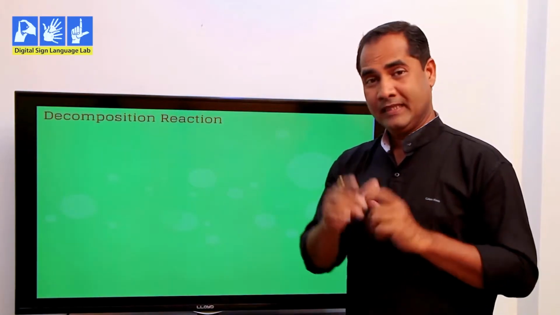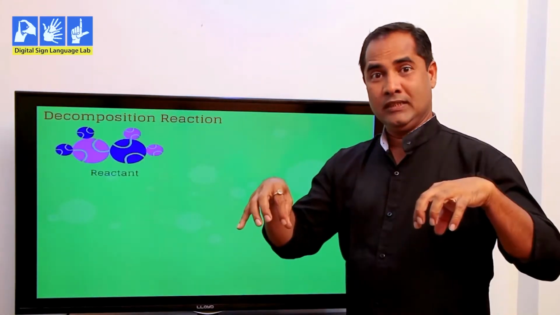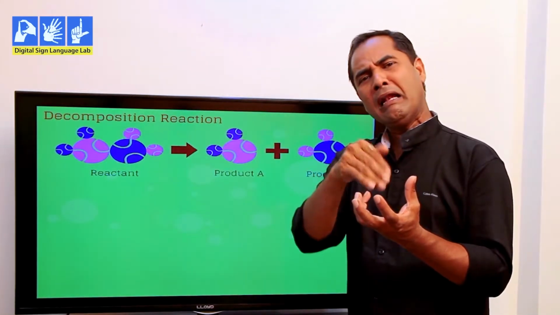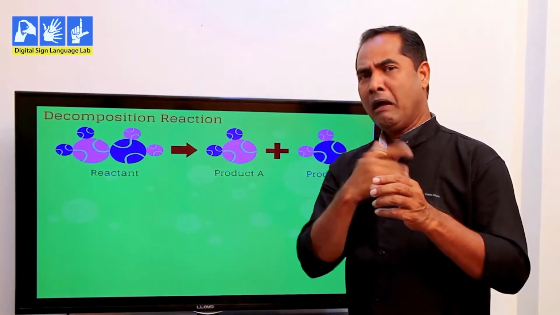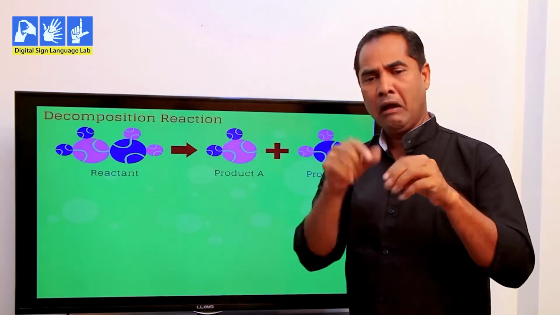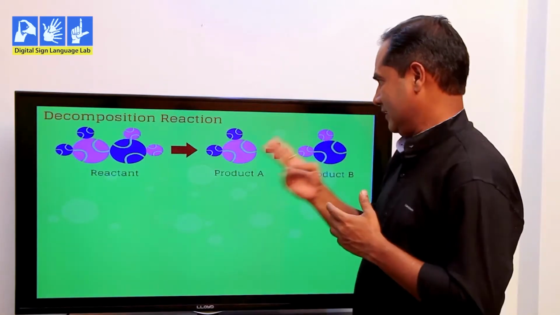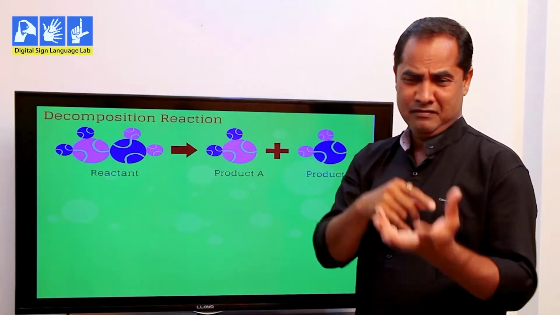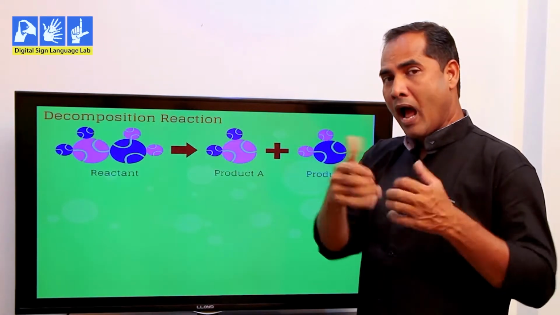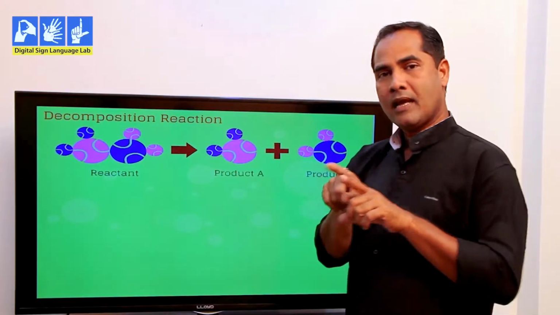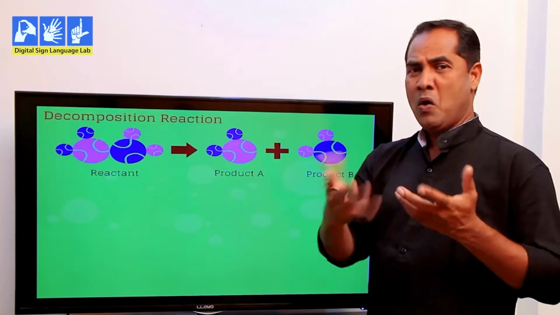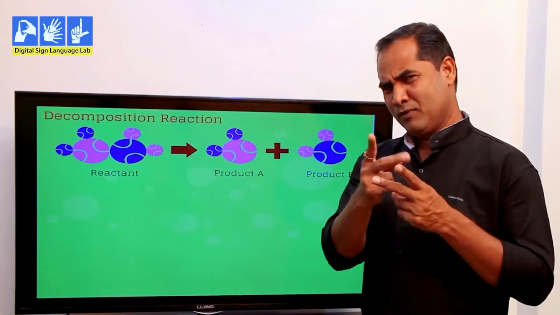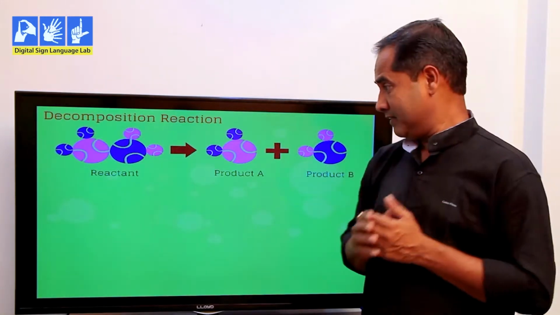Next, we would learn about decomposition reaction. What does it mean? That we have one reactant and after applying heat, it breaks down into 2 or more products. So it could be metal or gas or liquid, and it breaks down into 2 or more products. I'll show you an example.